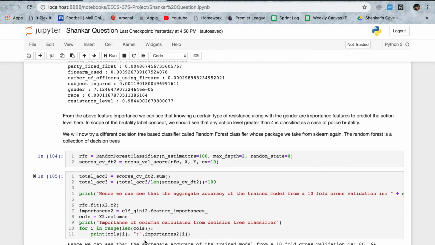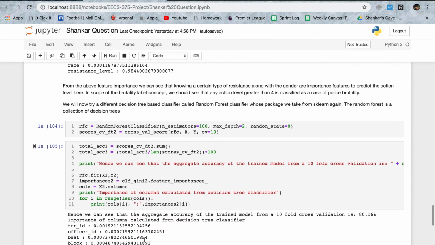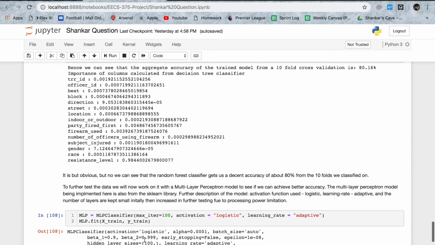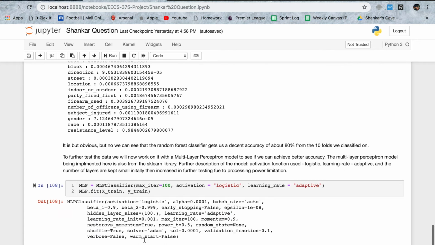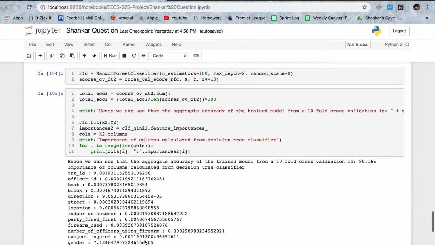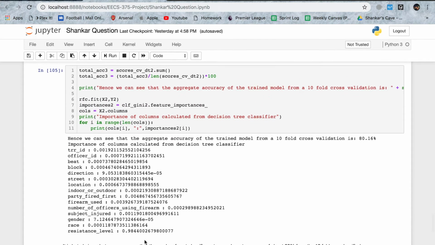Further, we used a random forest classifier, in which we used about 100 decision trees, and a majority vote of these decision trees was used to classify a particular example, and we got a good 80% accuracy, which worked well, and a very similar feature importance level. To further work on it, we used a multi-layer perceptron model and saw that it failed severely. And we believe that a random forest classifier would work best with this data to predict action level, which would help us infer the brutality level, or the brutality category, of a certain case.